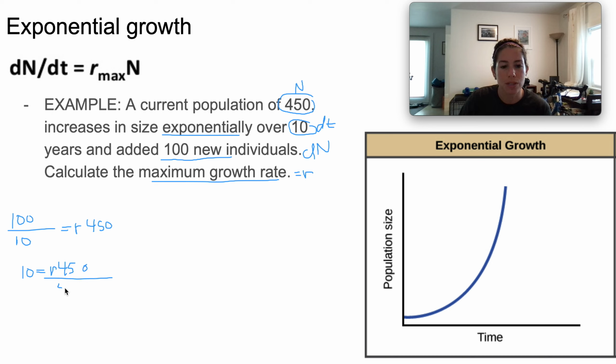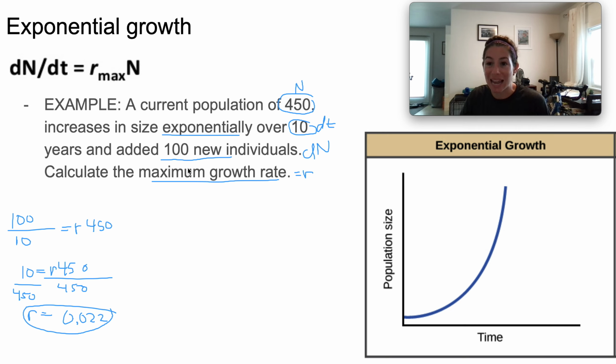And if we divide both sides by 450, we get our r, which is 0.022. Awesome. I can give you any of these variables, or I can leave out any of these variables, and I expect that you'll be able to plug it in. The hardest part about these equations and using them is figuring out what I've given you. So as long as you're able to remember that dN is your change in population size, dt is your change in time, r is your maximum growth rate, and N is your current population size, you can do anything.